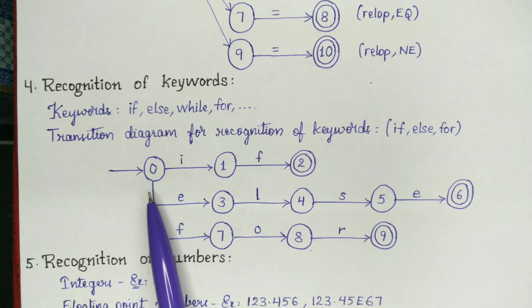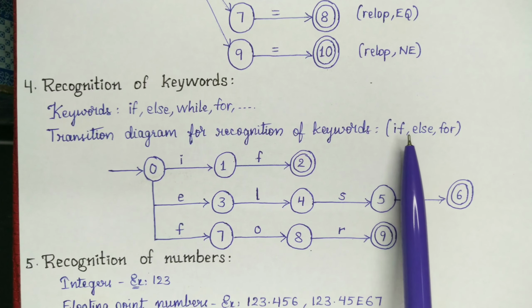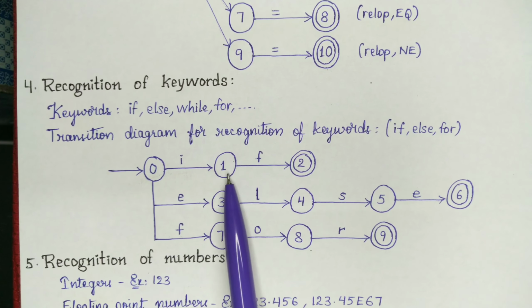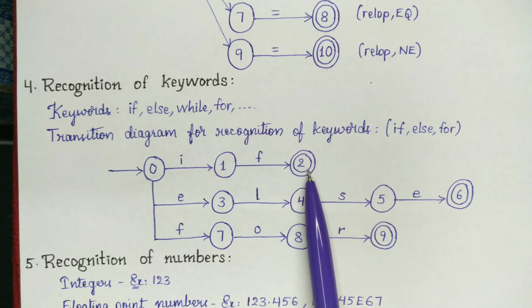So let's start with the starting state 0 and draw the transition diagram. If I is applied on state 0 to produce state 1, and F is applied on state 1 to produce the final state 2.